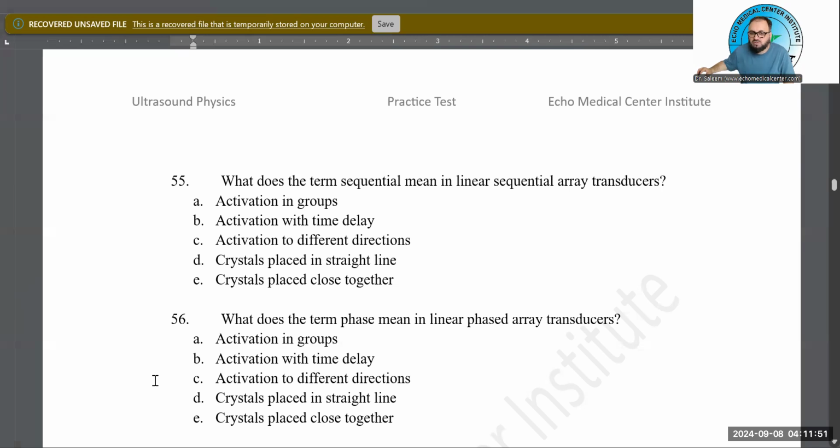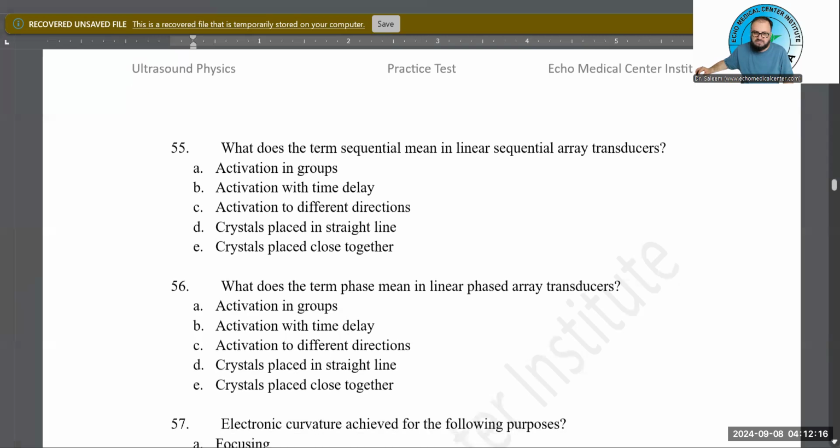It means activation with a small time delay, and that time delay is less than 1 microsecond. When one crystal is active, the other crystal to the side has to wait less than 1 microsecond time delay. And then after that, the next will activate, then the next one, then the next one. So this way it goes. That phase means they give a break to each other, actually.